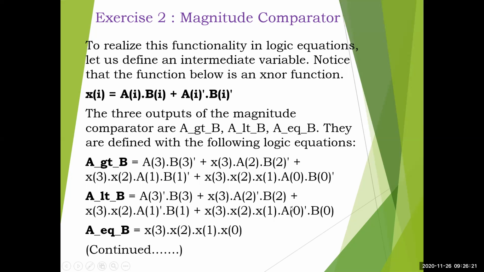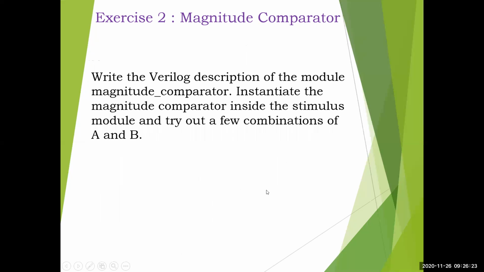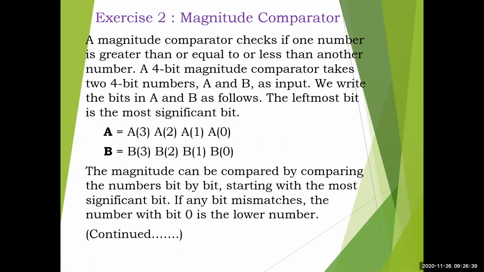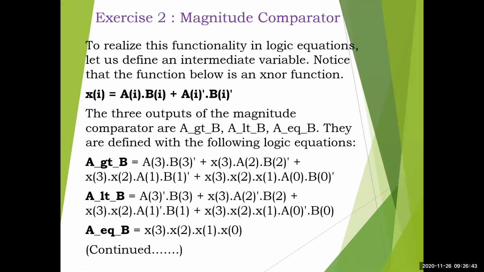All the four. Still it is not completed. Finally, write the Verilog description of the module magnitude comparator, instantiate the magnitude comparator inside the stimulus module, and try out a few combinations of A and B. So this is the question. What is meant by a comparator here? These are the four equations you need to write as assign statements.